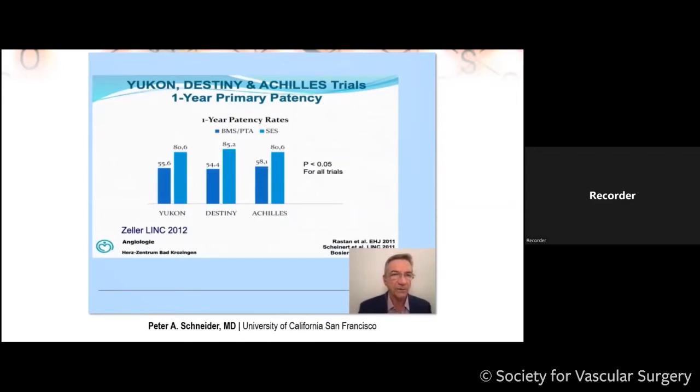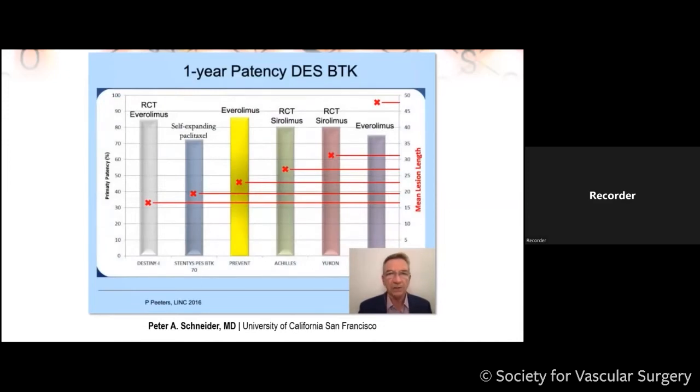There have been other studies, the Yukon, Destiny, and the Achilles trials, looking at drug-eluting versus non-drug-eluting devices, all showing a significant improvement. But keep in mind that this type of study with primarily balloon expandable coronary stents, whether they're paclitaxel, everolimus, or sirolimus, these show excellent patency, 70 to 85% at 1 year. However, the lesion length is quite short. As I mentioned up front, most of these are under 35 millimeters, and one goes a little over 45 millimeters.